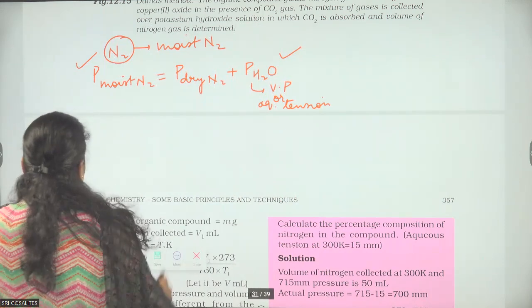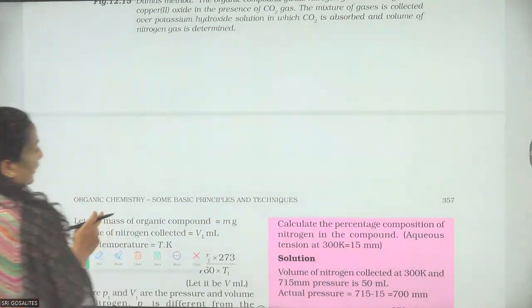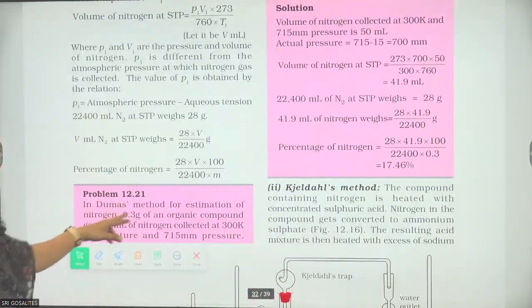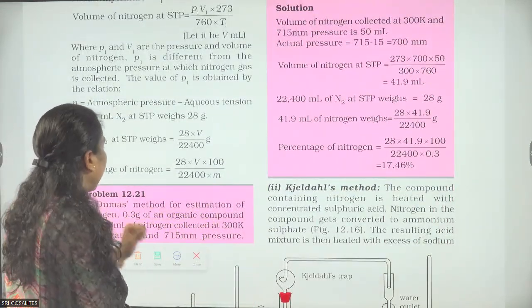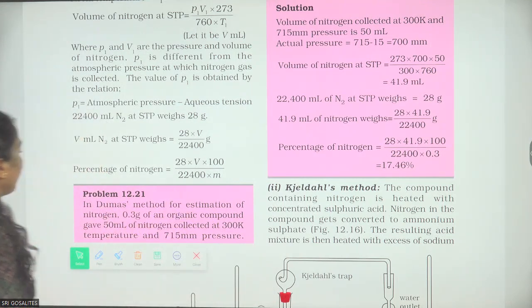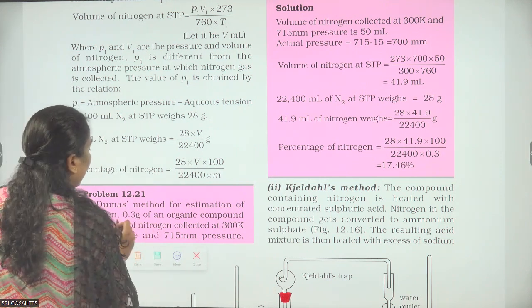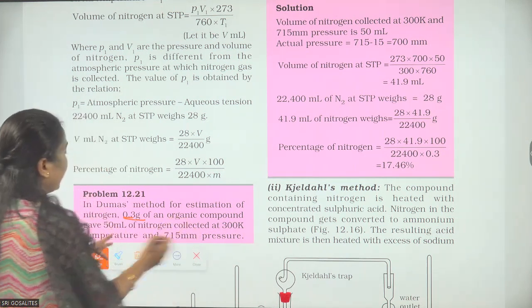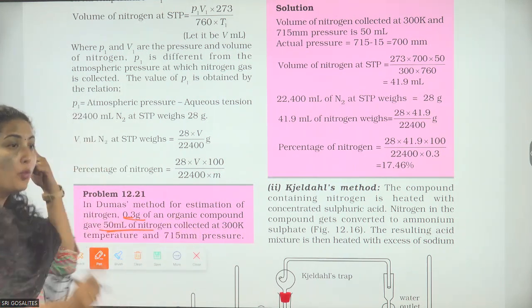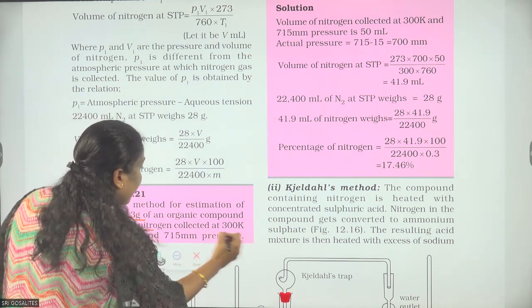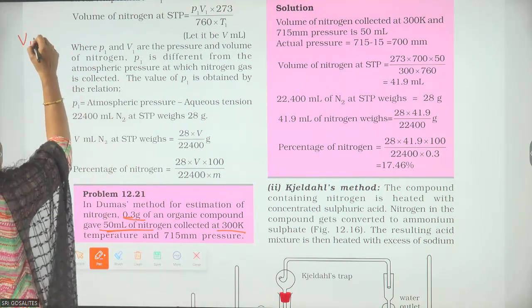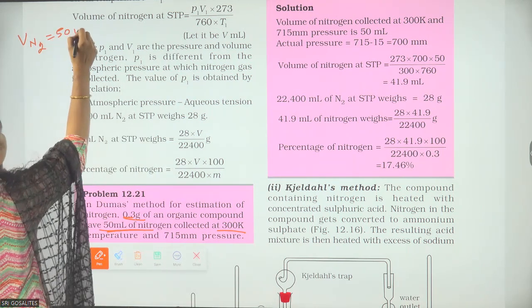Let us see this using one question itself. Need not worry about any formula here, just look at the question. In Dumas method for estimation of nitrogen, 0.3 gram of an organic compound gave 50 ml of nitrogen. So you know the mass of the organic compound you have taken is 0.3 gram, and it gave 50 ml of nitrogen, collected at 300 Kelvin, which means it is not at STP.